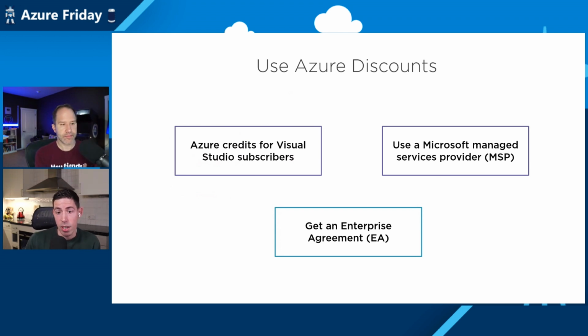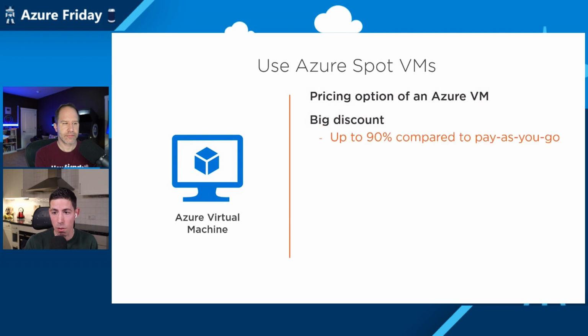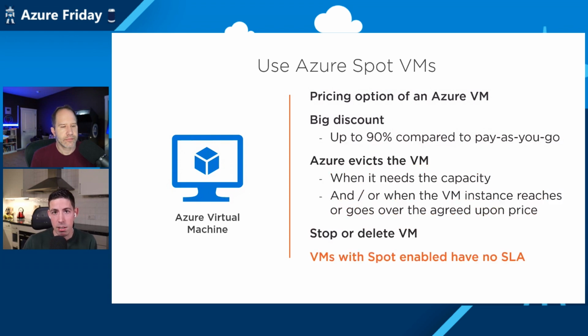Yes, definitely. And this is then all subscription wide. And then there are also specific discounts for specific services like Azure Spot VMs. Azure Spot VMs is a pricing option of an Azure VM, and that also offers a big discount, up to 90% compared to pay as you go. Your VM then uses the Azure capacity that Azure has left over. So not all capacity is actually used up, and then you can use that to run your VM.